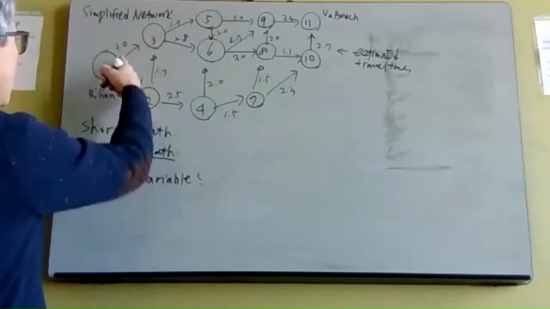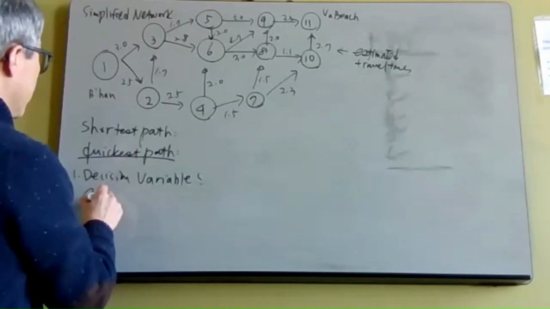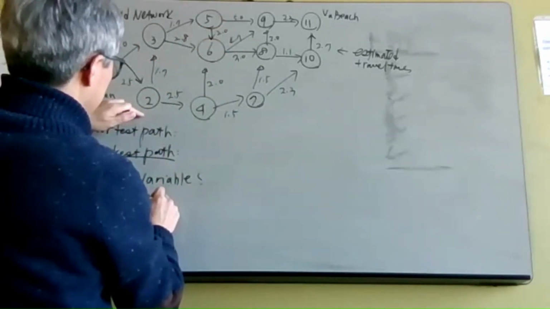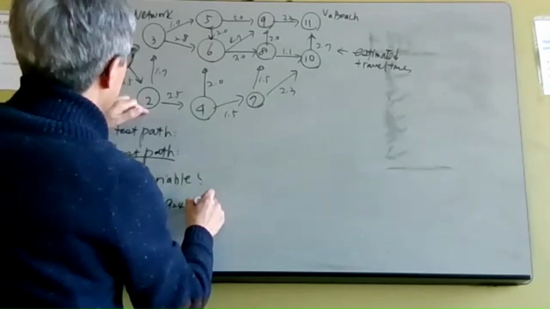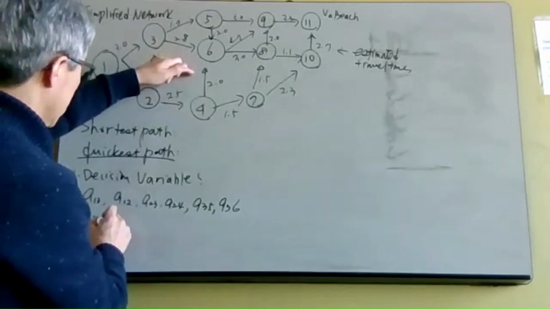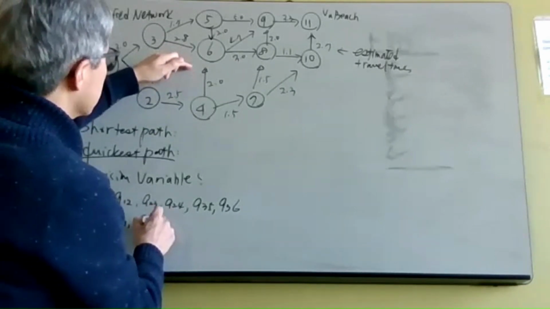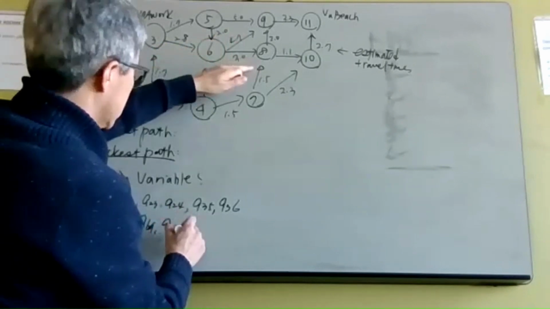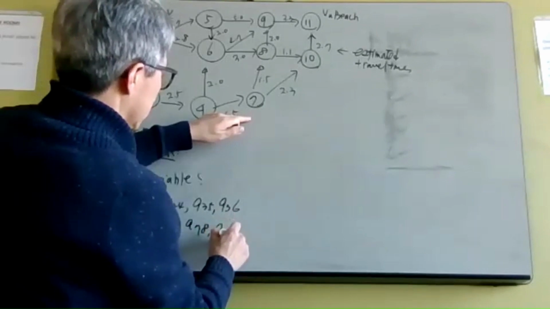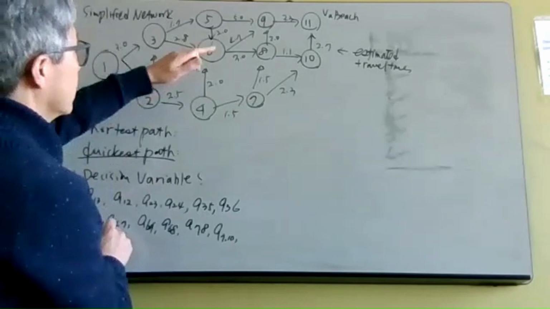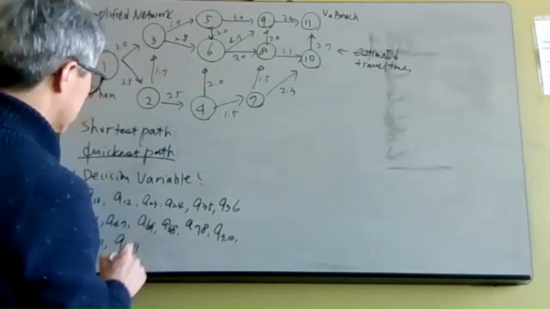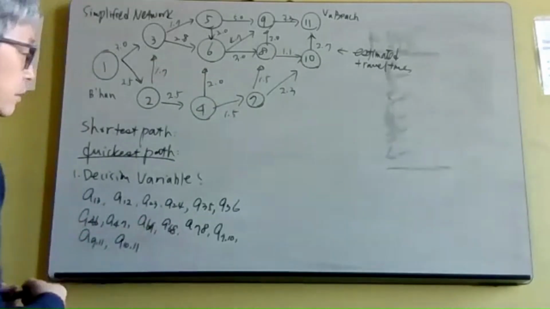From node 1 to 3, arc node 1 to 3. Let's say A13, A12, A23, A24, A35, A36, A46, A47, A69, A68, A78, A710, A911, A1011. These are the decision variables, right?